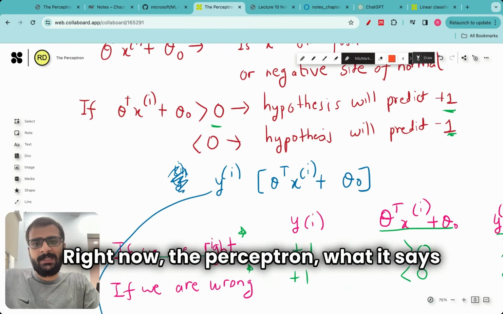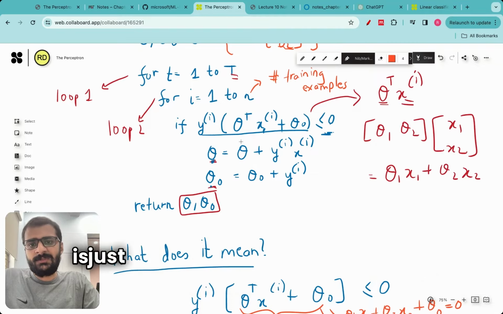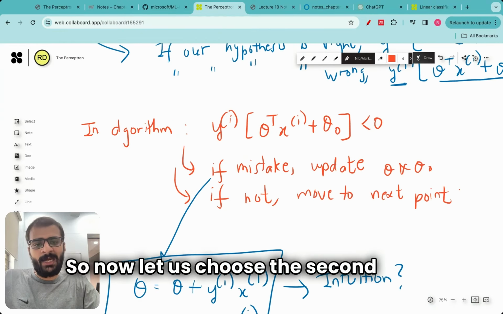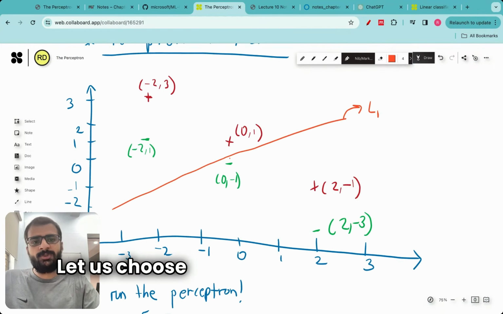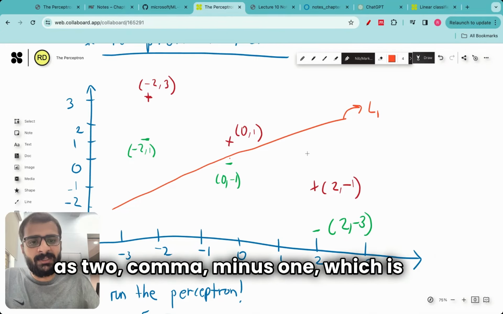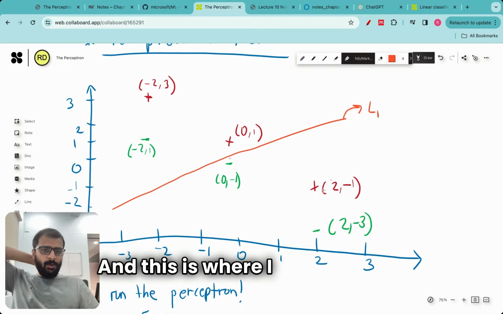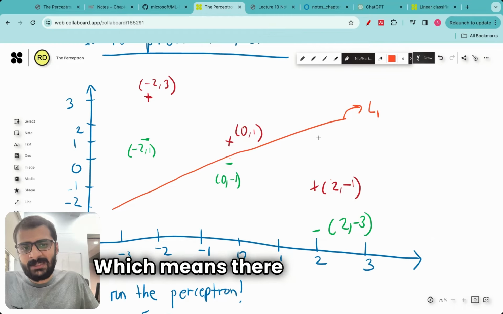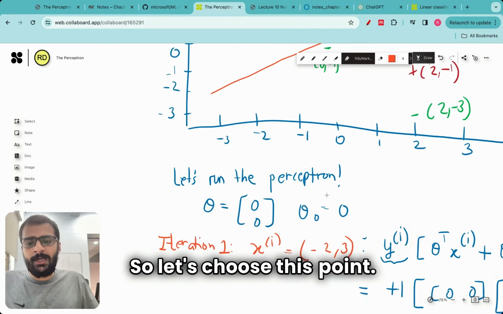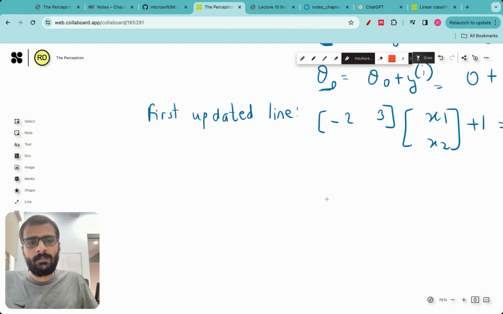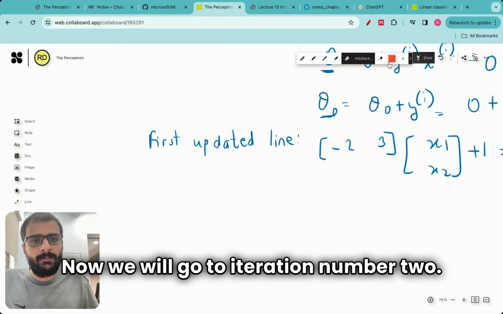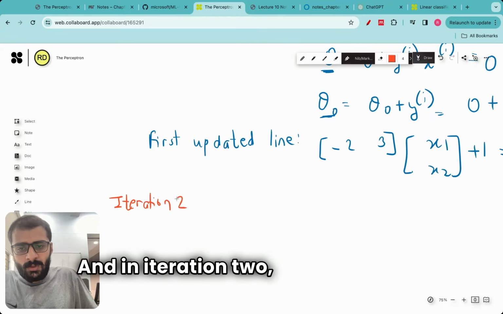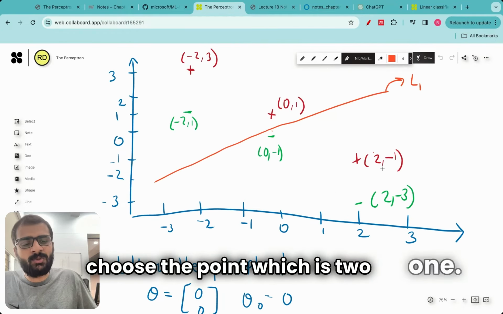Now what the perceptron says next is that this is just for the first point which we did right now, but then we have to iterate for every single point. So now let us choose the second point. Let us choose the second point to iterate as 2 comma minus 1, which is this. And this point has been classified incorrectly, which means there is a mistake. So let's choose this point. Now we will go to iteration number 2, and in iteration 2, we are going to choose the point 2 comma minus 1.